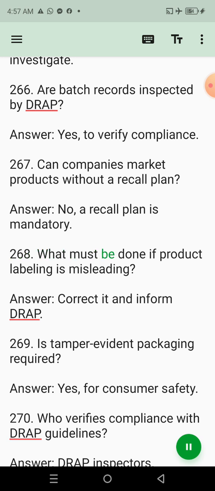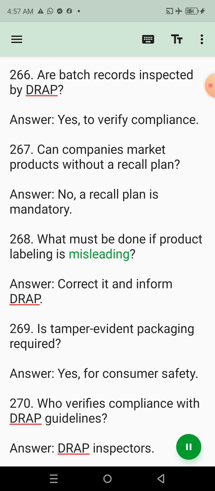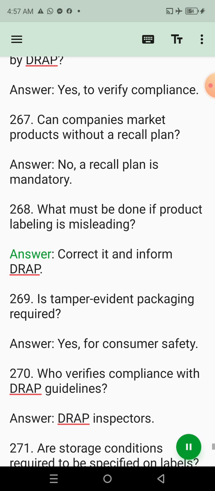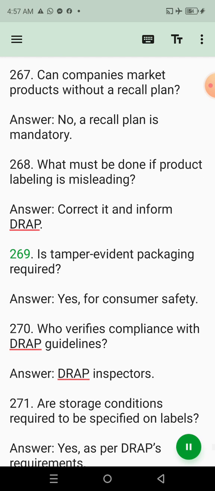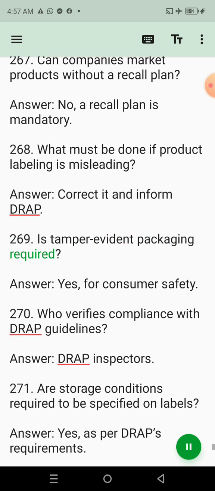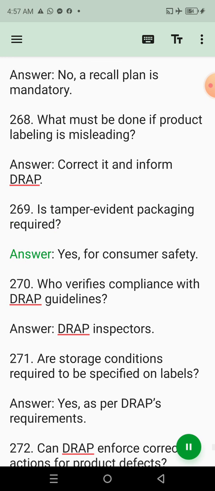268. What must be done if product labeling is misleading? Answer: Correct it and inform DRAP. 269. Is tamper-evident packaging required? Answer: Yes, for consumer safety.